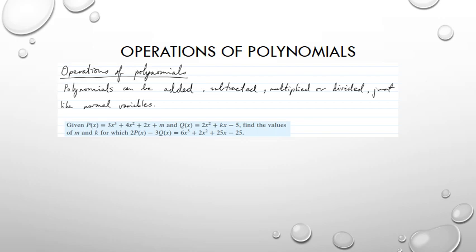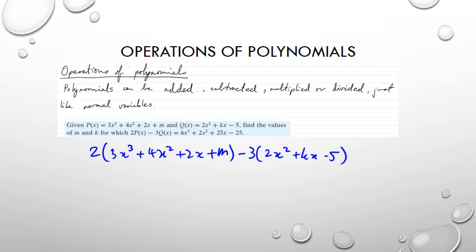So polynomials, we can also add, subtract, multiply, divide, just like we normally do. If it tells you 2p(x) minus 3q(x), just simply multiply the whole thing by 2 for p. So then we have 2 times (3x cubed plus 4x squared plus 2x plus m) minus 3 times (2x squared plus kx minus 5). Expand all of that and group like terms like we did before.